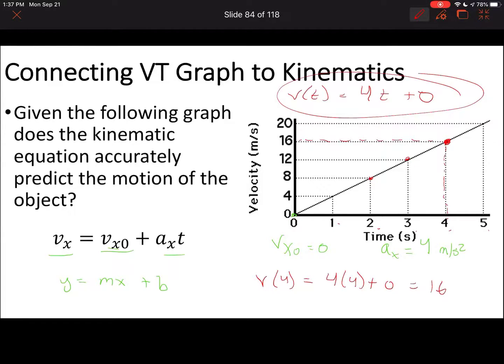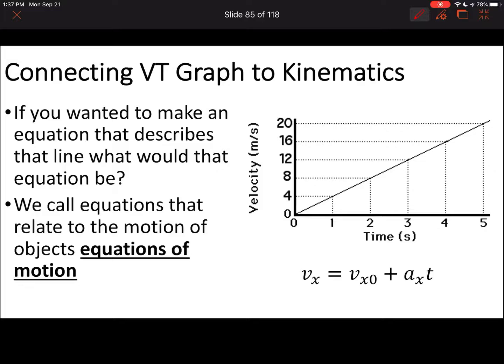This is what we would call an equation of motion. It's an equation that describes the motion of an object, and it connects back to an inherent kinematic equation. We can use how an equation looks to figure out more specific values for its variables. Let's see this again. If we wanted to make an equation that described the line, it was y equals b plus mx. Our slope here we know as our a, our y is our velocity, x is here, and our b is our initial y velocity.